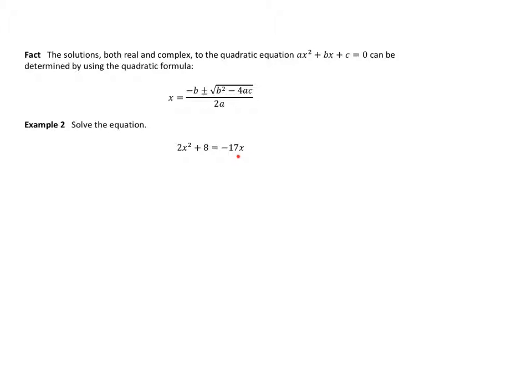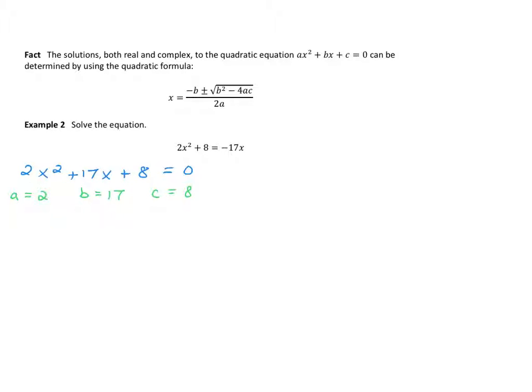For starters, this equation is only valid if it is in this form, and currently I do not see an equal 0, so I have to rewrite this equation by adding 17x to both sides. So this is really 2x squared plus 17x plus 8 is equal to 0. I wrote it this way so I can see that a is the number in front of the x squared, which is 2, b is the number in front of the x, which is 17, and c is the number at the very end, which is 8.